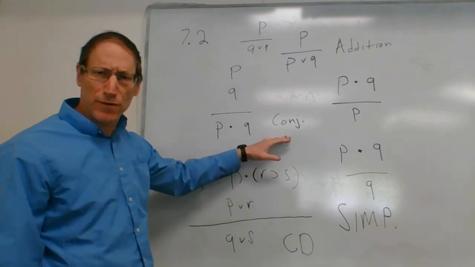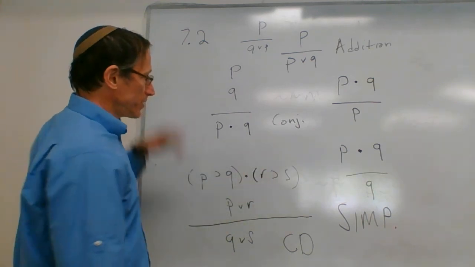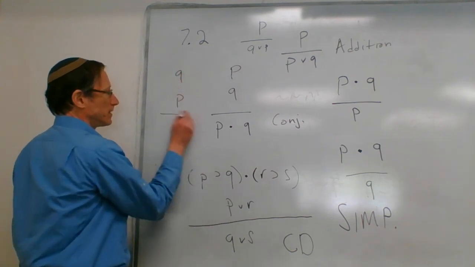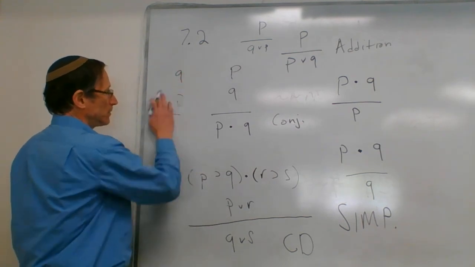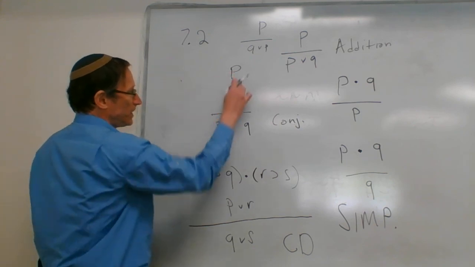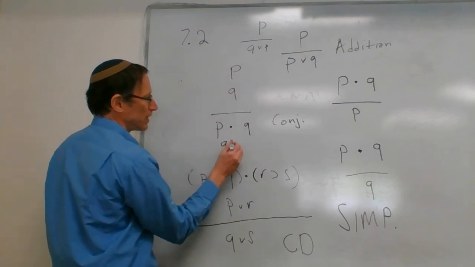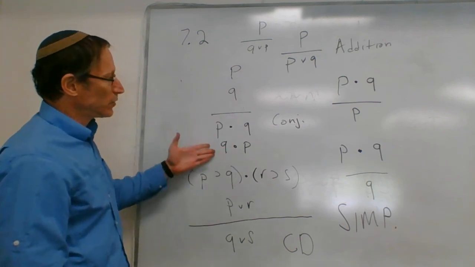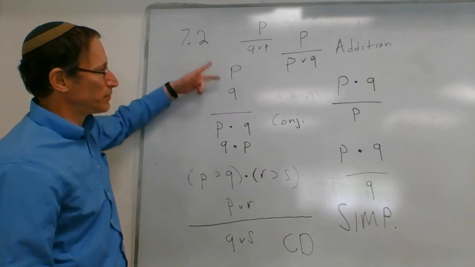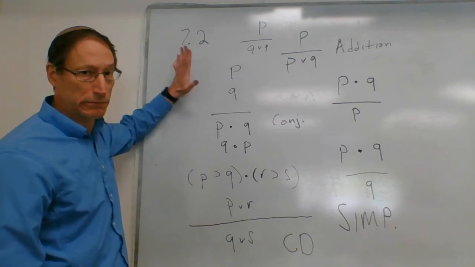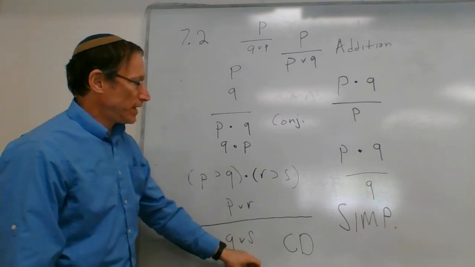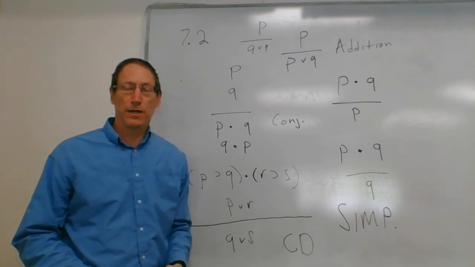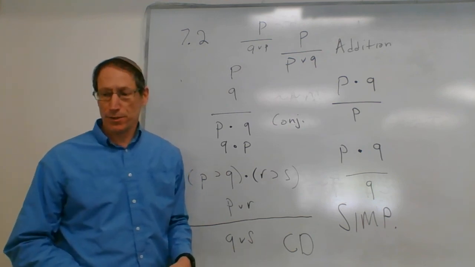But why aren't there two versions of conjunction? Well, really there are two versions of conjunction, because we could have put it this way: you can go P dot Q, you can also do Q dot P. Which one do you put first? Either one of these would be right, and it doesn't matter what the order is. Anyway, that's the 4 new inference rules that you learn in 7.2.